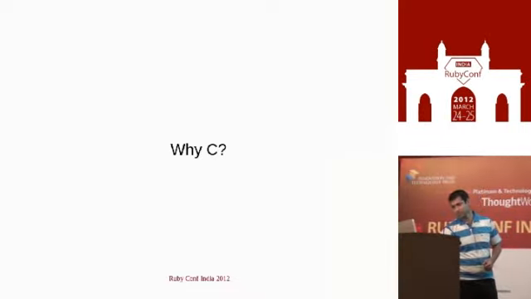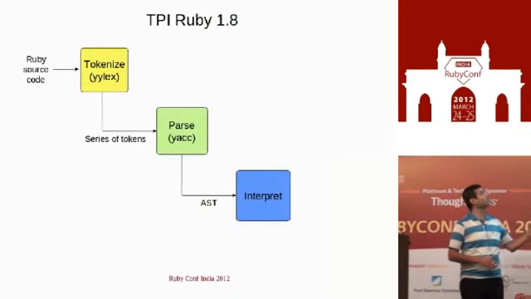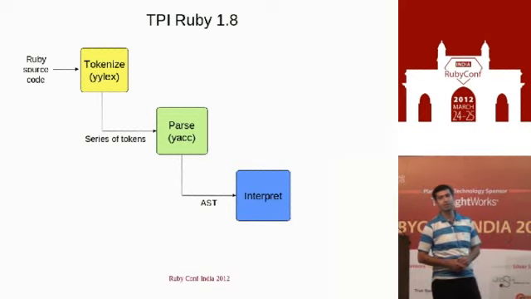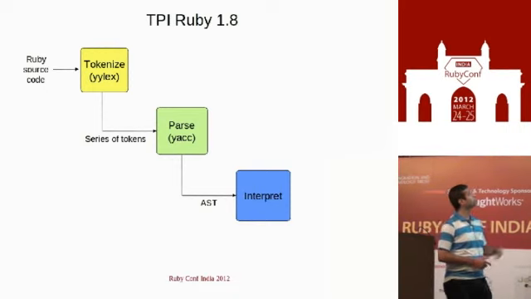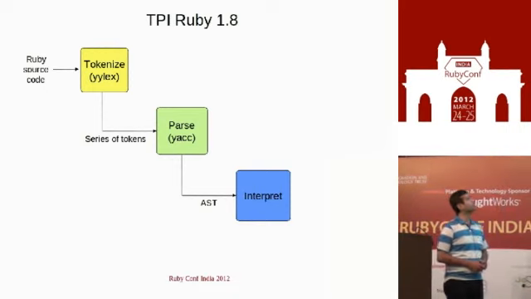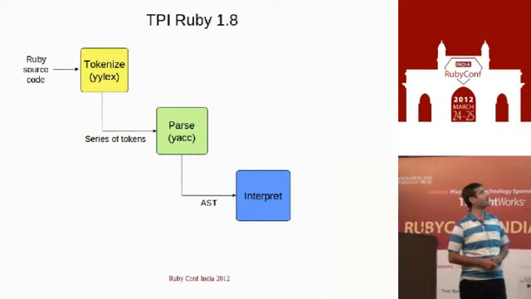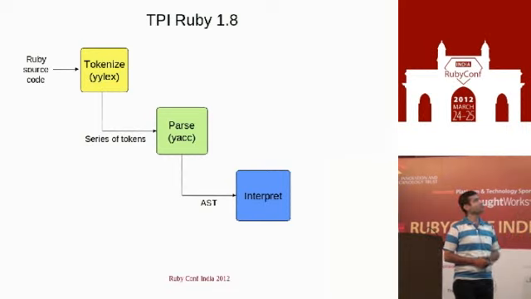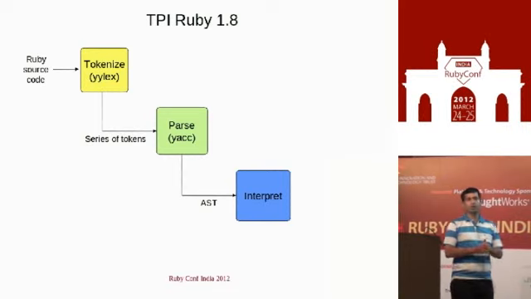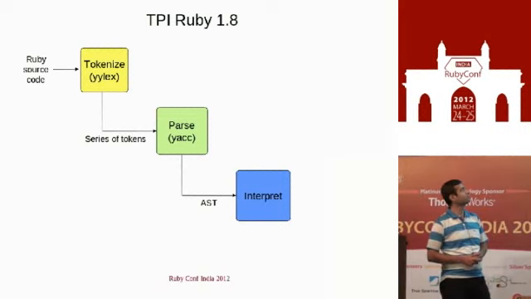Okay, let's go ahead. So this is the general process: tokenize, parse, interpret. What happens to your code when you execute a Ruby program? You input Ruby source code, and we have a lexical analyzer function called yylex. It gives a series of tokens to the parsing engine, that is YACC, Yet Another Compiler Compiler, and it generates an abstract syntax tree. It's similar to the DOM of a web page, and the interpreter directly executes the code.